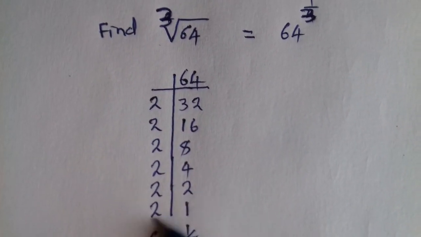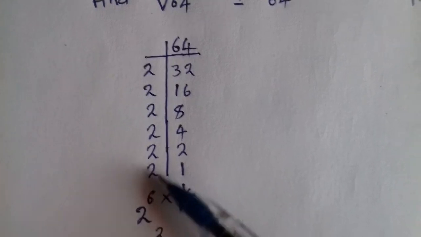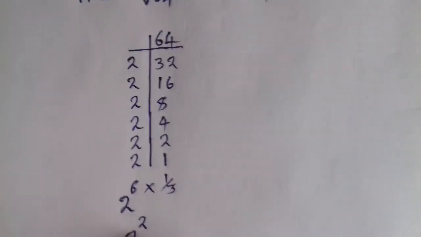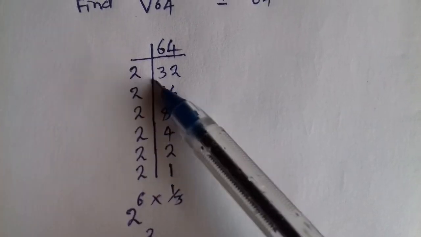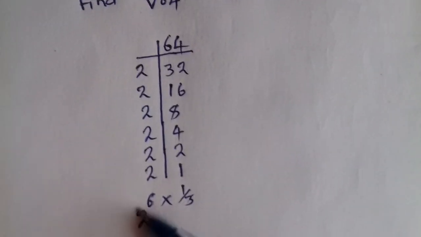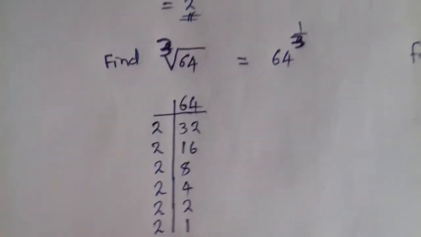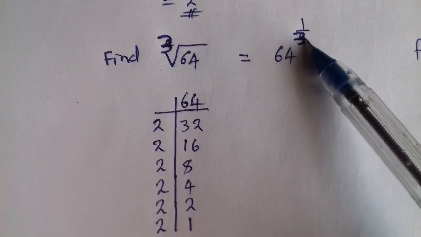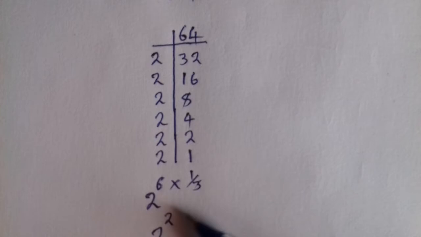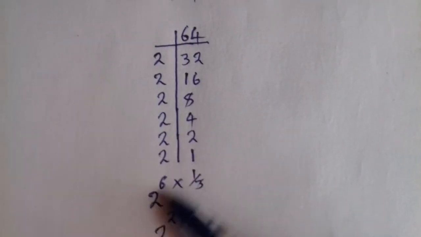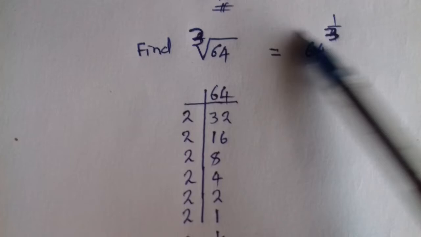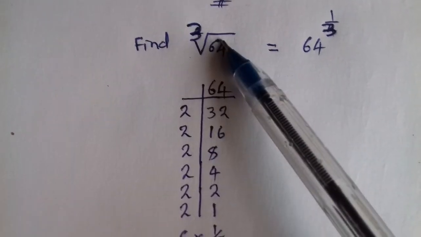The moment you have 1 here, count the number of 2's. We only have 2, then count 1, 2, 3, 4, 5, 6. So you raise this 2 to the power 6 and multiply it by what you have here. So we have 1 over 3, so we're going to have 2 to the power 6 times 1 over 3. So 3 can go into 6 how many times? 2 times. 2 to the power 2 is 4. So 4 is the cube root of 64.